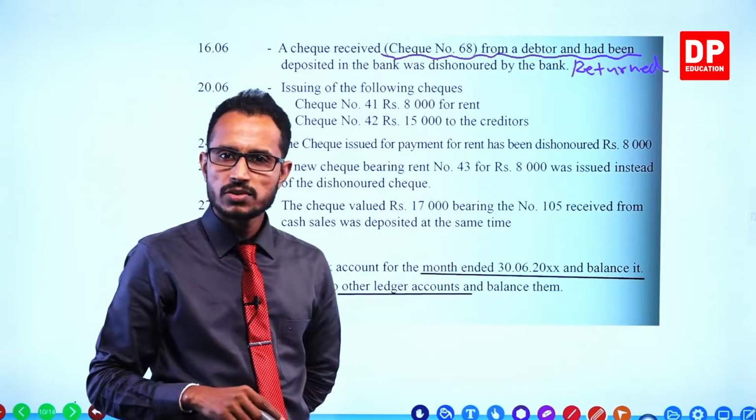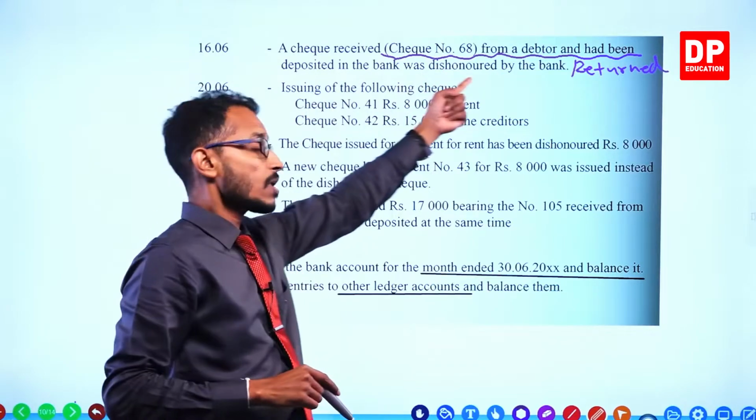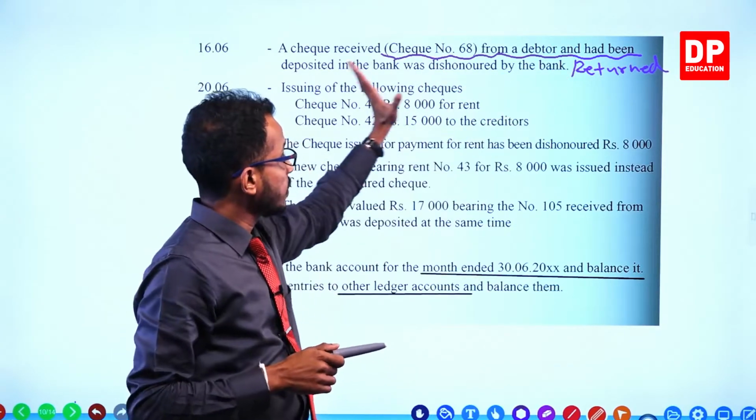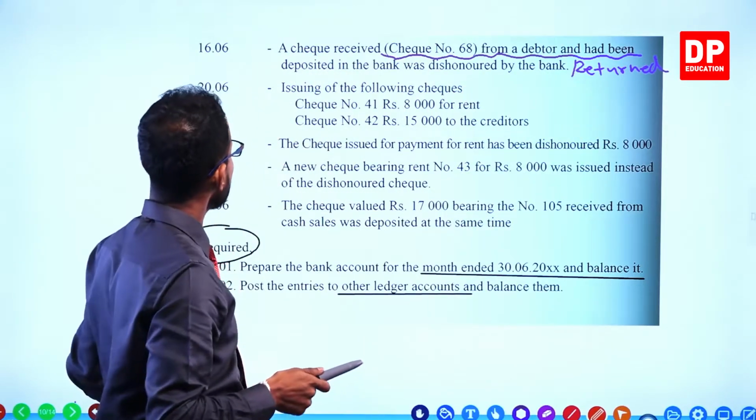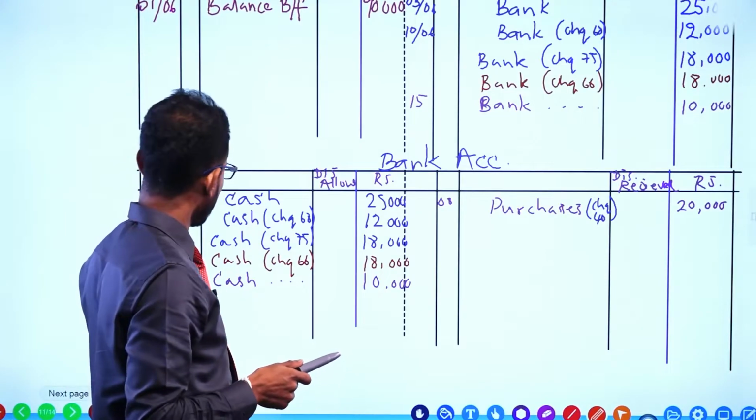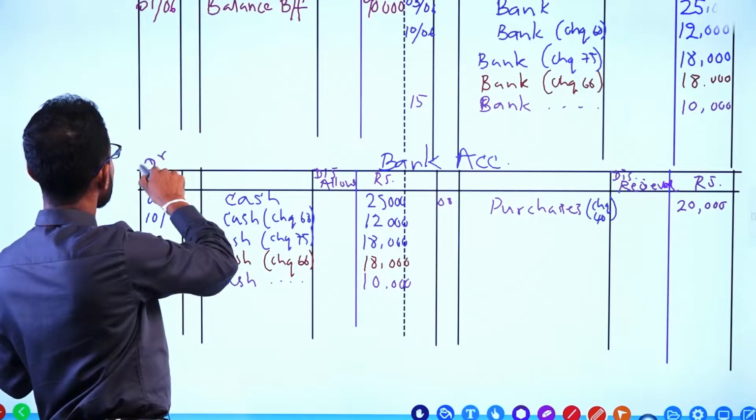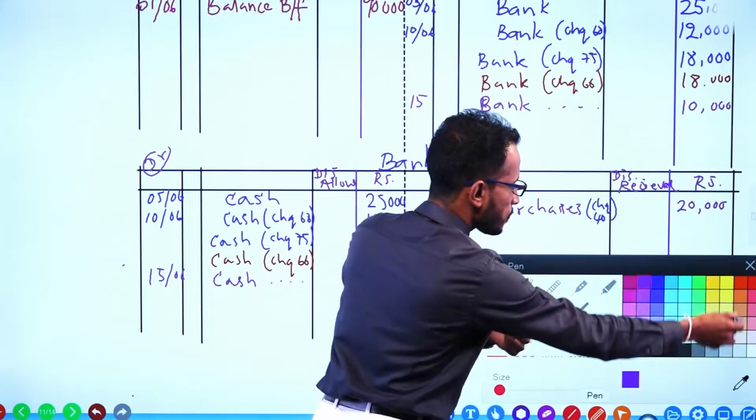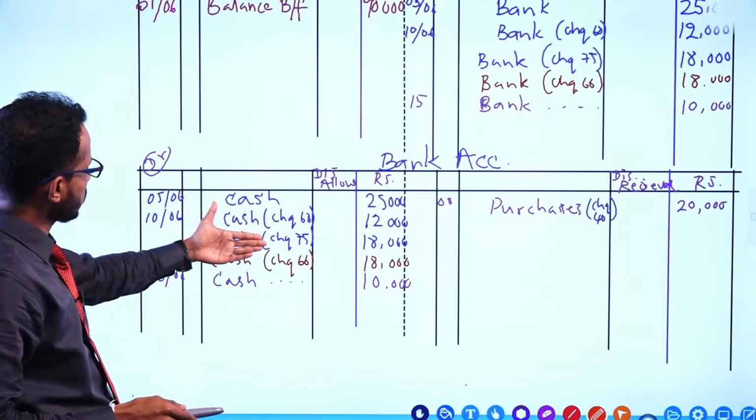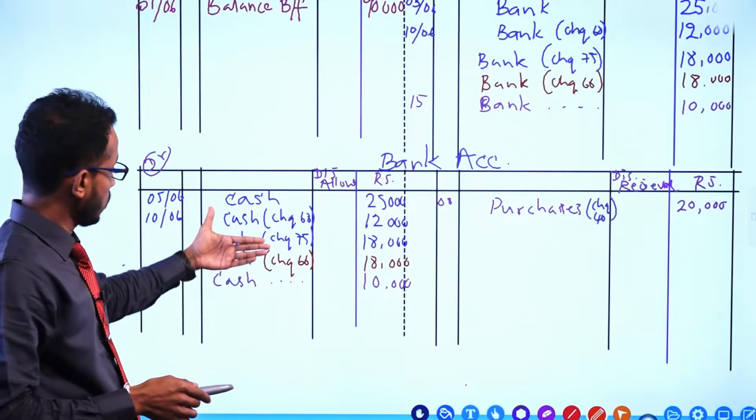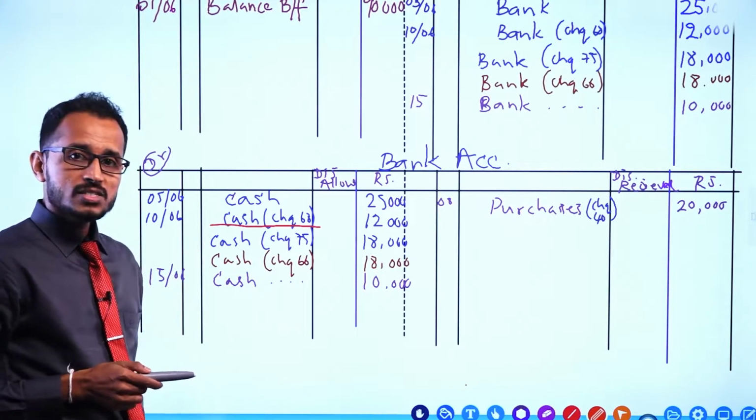Let's see how to record this. It's not a big deal, but be careful when you learn, when you memorize. This check has already been deposited in the bank, children. So we go to our bank account and check whether we have this check number 68 on the debit side. Somebody check this and tell me. Debit side, do we have a check number 68? Yes, it's here. It's a 12,000 check.